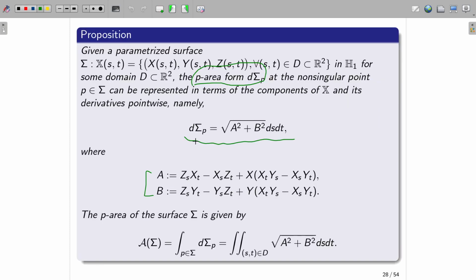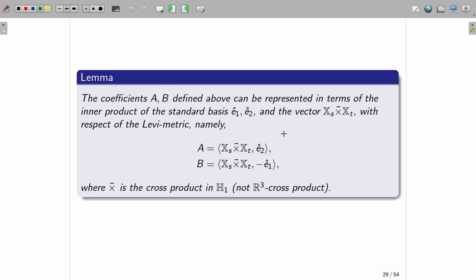As I mentioned before, you see there are several terms in a and b, so in general it's not quite easy to calculate them when we want to find some examples. That's why I have a much more geometric interpretation for a and b.